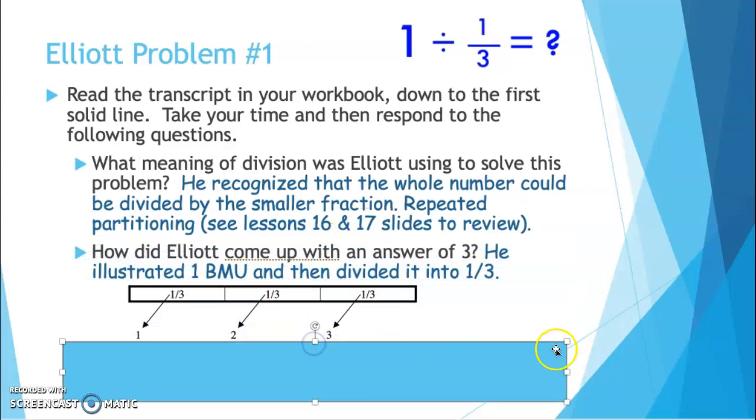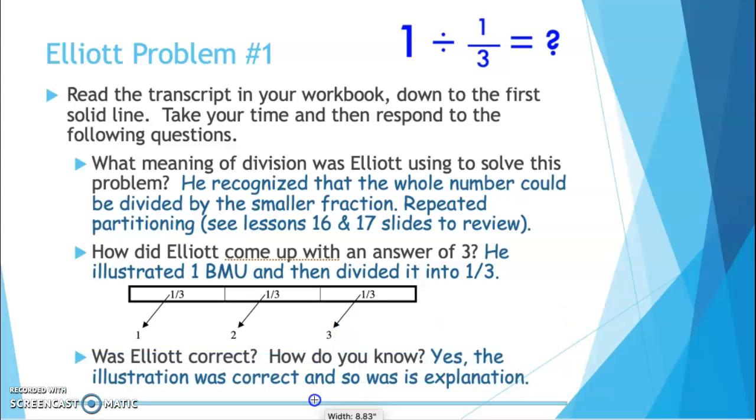How did Elliott come up with the answer of 3? Well, he illustrated one basic measuring unit, and then he divided it into 1/3. Was Elliott correct? And how do you know? Yes. The illustration was correct, and so was his explanation.